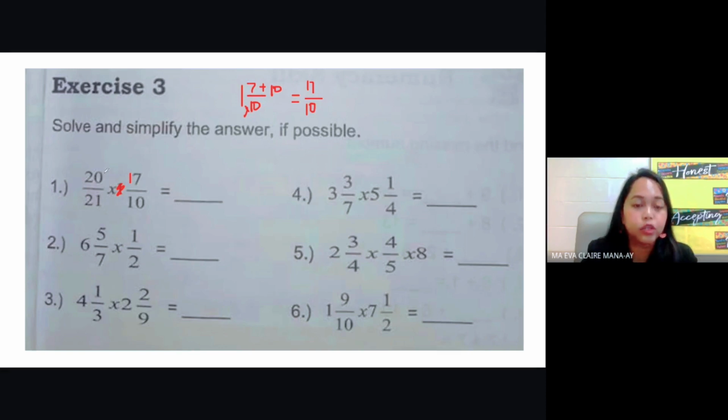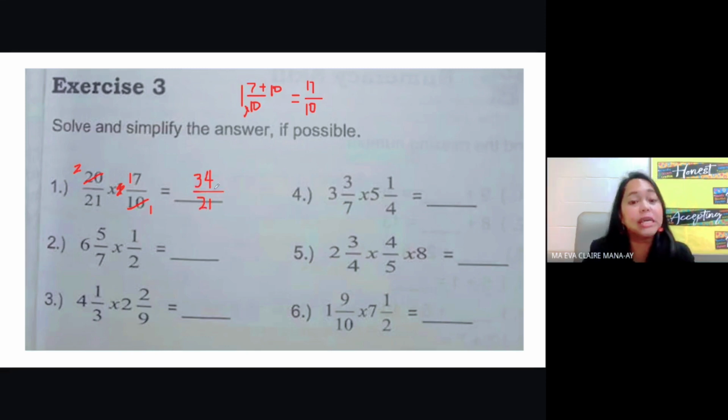Now check whether you have common factors across your two fractions. Okay, looking at your 20 here, numerator, and the denominator of 10 in your second fraction, you know that their common factor, their GCF, would be 10. So we divide 20 by 10, that would give us 2. We divide 10 by 10, that would give us 1. Now 21 and 17, they don't have any common factor except the number 1. We proceed to our multiplication now. 2 times 17, that would give us 34. And 21 multiplied by 1, that would of course give us 21.